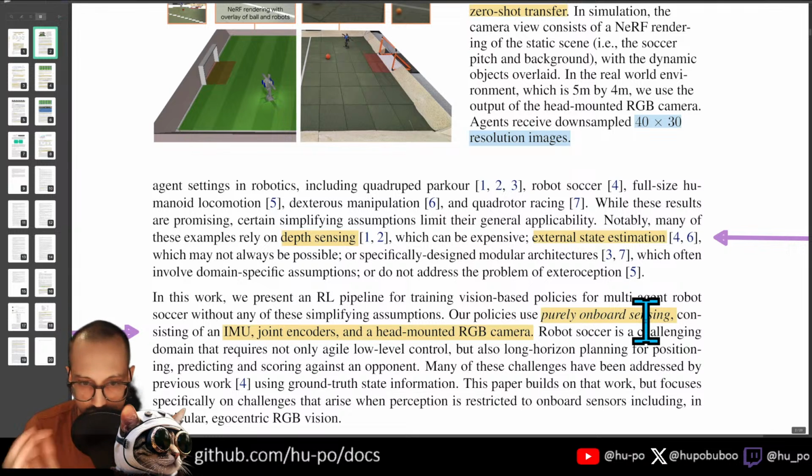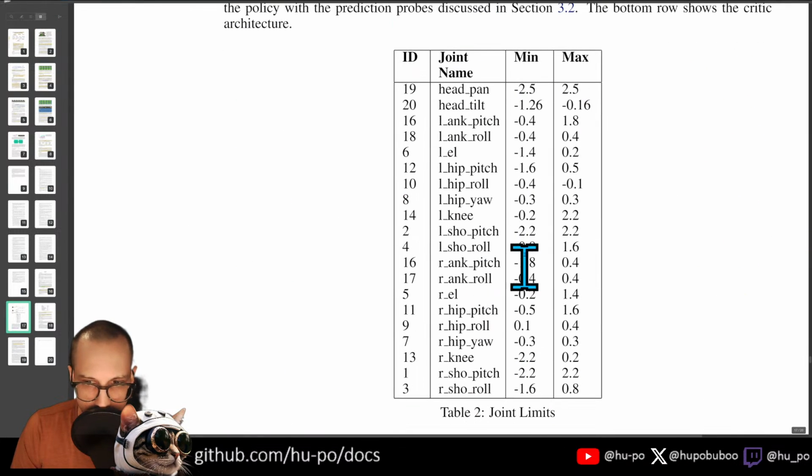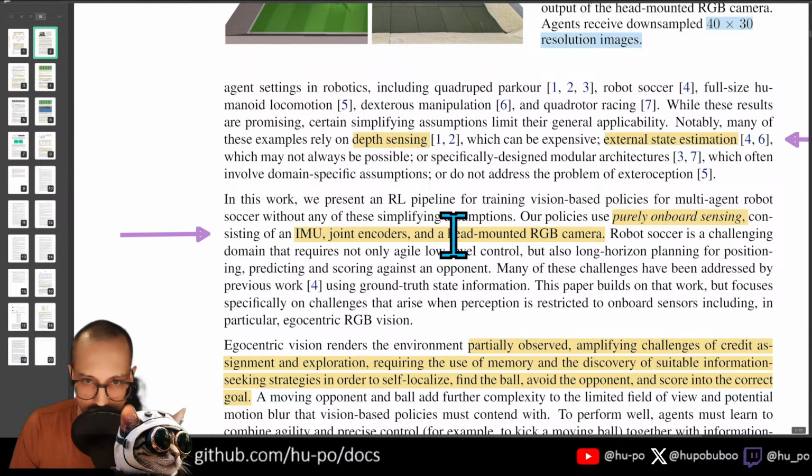And in terms of the proprioceptive and inside-out information that the robots have, they really only have an IMU, joint encoders, and a head-mounted RGB camera. Okay, so joint encoders are basically going to give you the position of each of these joints, which is just going to be a number, right? So you just have some number which tells you where your knee is, where within the min and the max value of your knee it is. And then you have your head-mounted RGB camera, which is just a very cheap webcam running at 30 frames per second. And then you have an IMU.